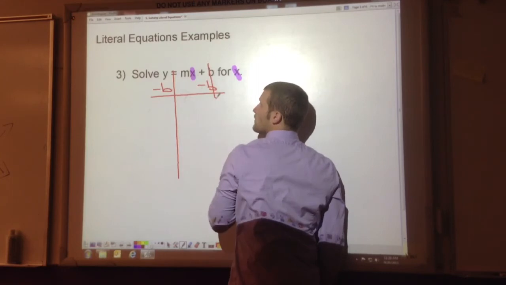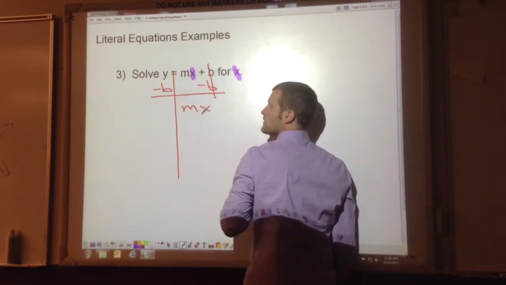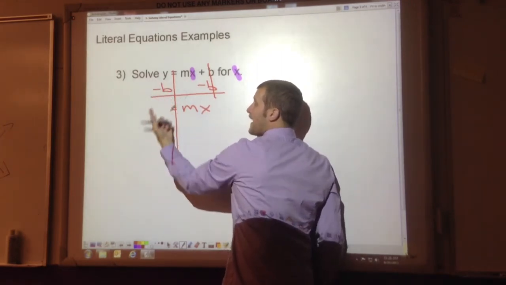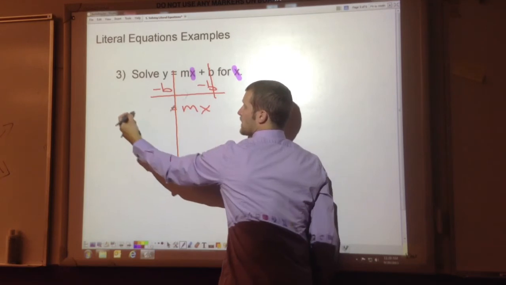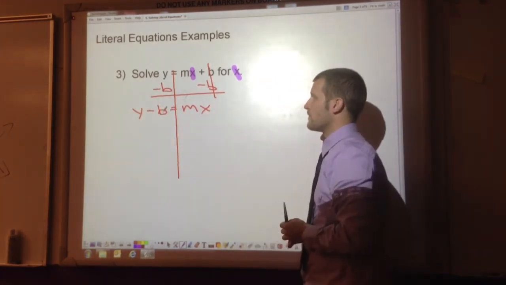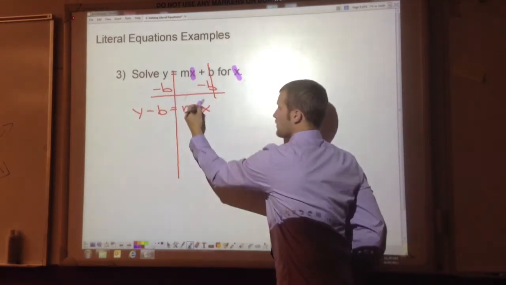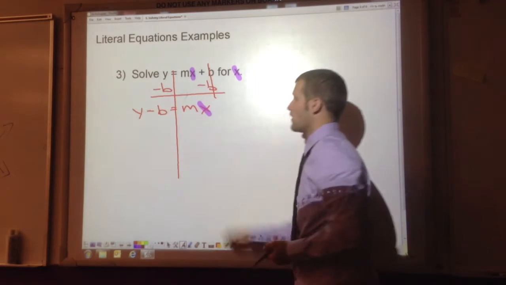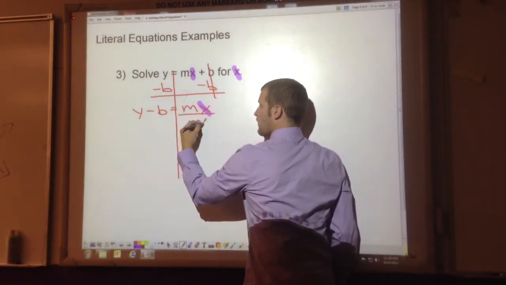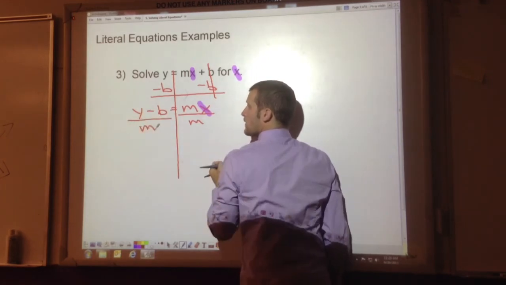These cancel. What's left on this side is mx. On this other side, I have y minus b. I can't do that because I don't know what numbers they are, so I'll just leave them as y minus b. Now I have my x here, and I still need to get it alone. Here it's being multiplied by m. I will divide the entire other side by m.